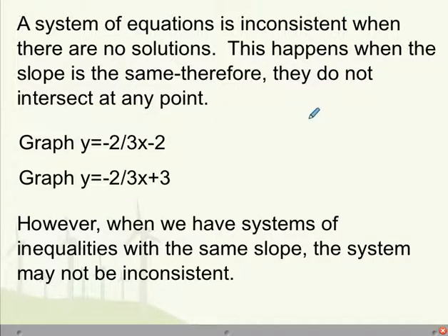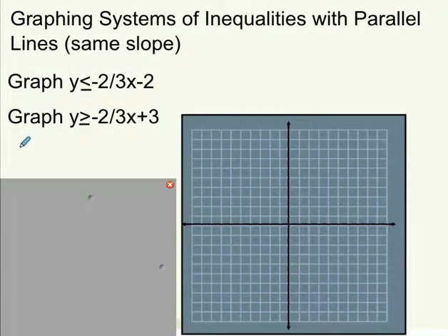Now, when we have a linear system of inequalities with the same slope, the system could actually have solutions, because we still could have shading that ends up being together, on the same side. But it doesn't always have to happen that way. So let's just try this one here. With these ones, I'm just going to do this very quickly.